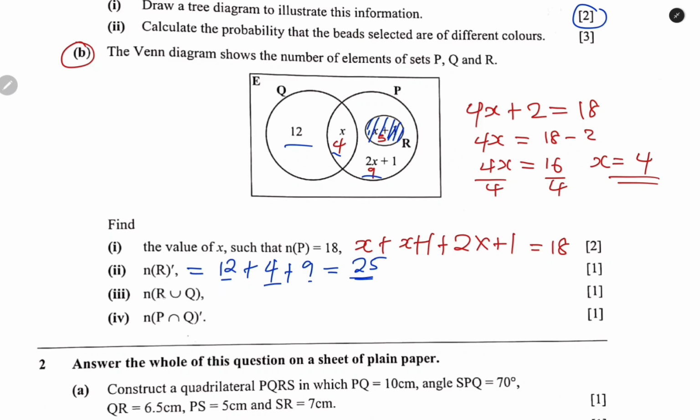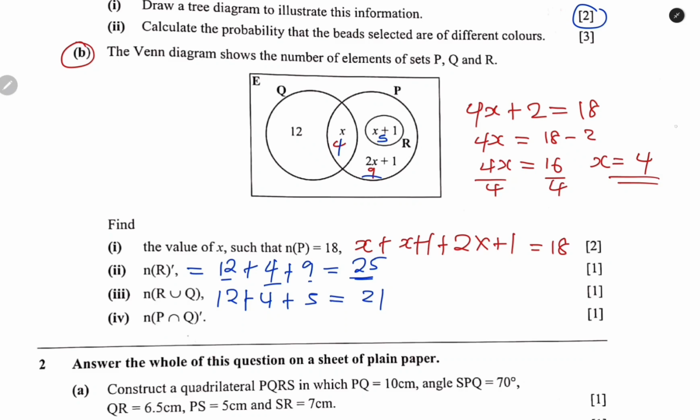Then number of elements in R union Q. So joining R and Q. Where is R? So R we only have 5. And of course Q we have 4 and 12. So 12 plus 4 plus 5. This gives us 21.